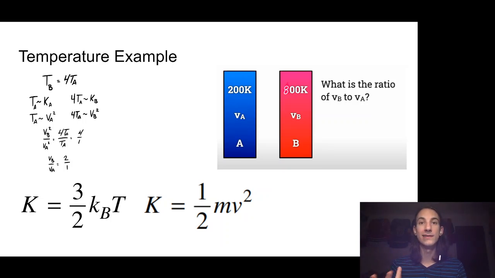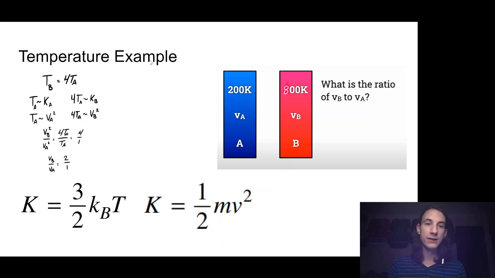If we're using something like Celsius, then quadrupling that temperature isn't necessarily 4 times it, which is kind of weird because we don't start at 0. It's not an absolute scale. But because we're using kelvins, we start from 0 and can only go up from there. So the temperature of B is 4 times that of temperature A. 4 times 2 is 8, so we have 800 kelvins for temperature B.